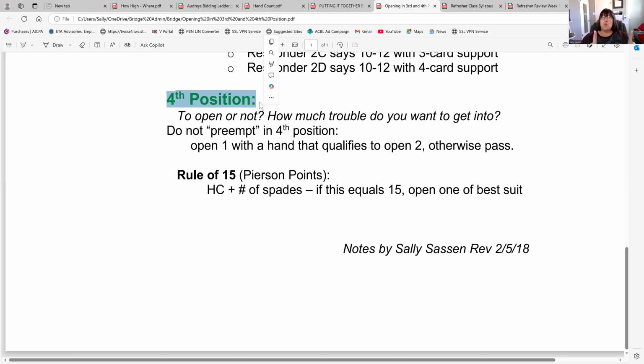But if we open, it opens it for everybody. Now everybody can bid. Well, the question is, do you want to do that? To open or not?